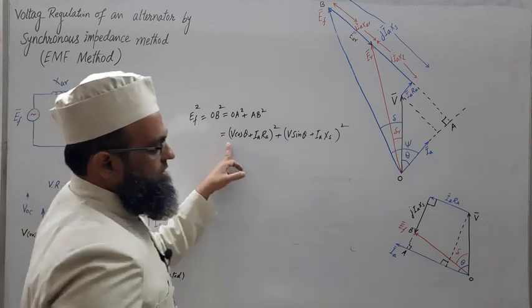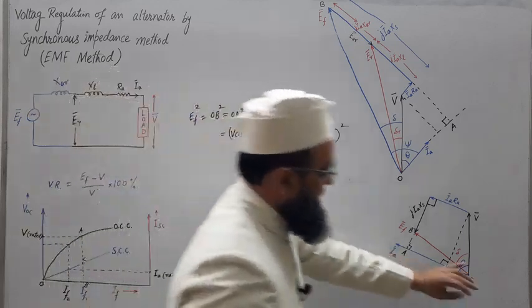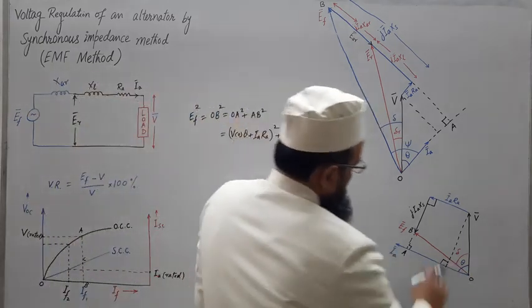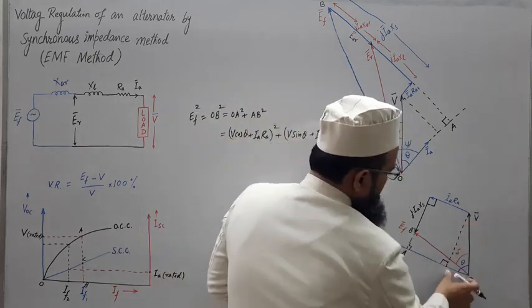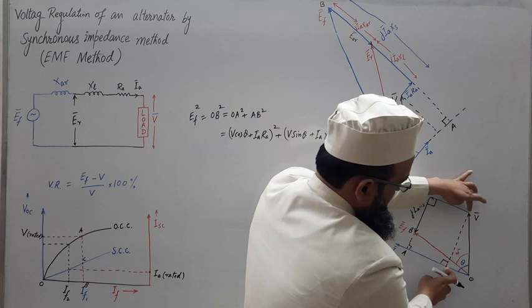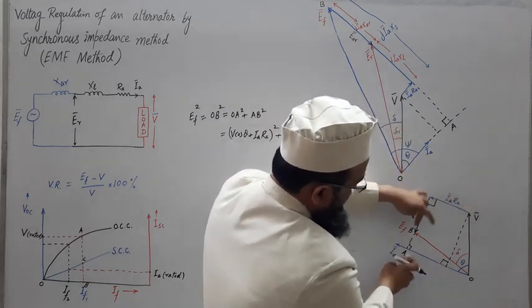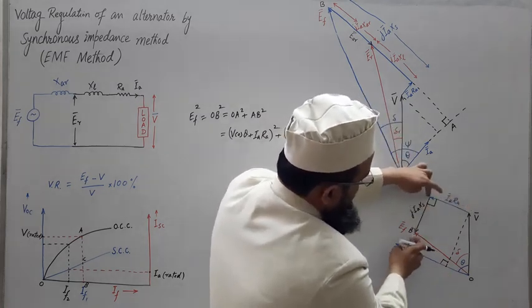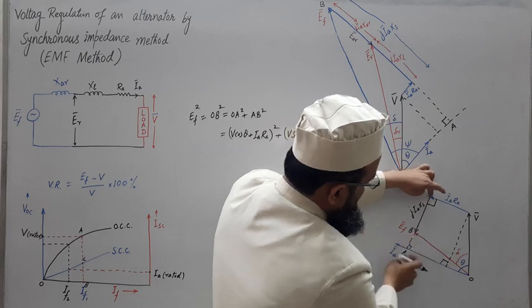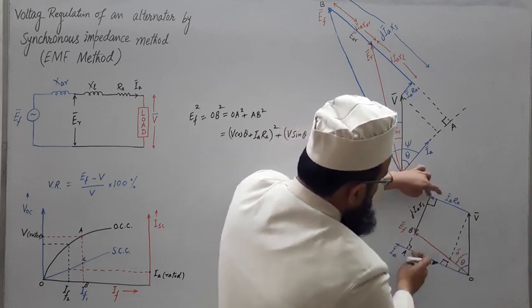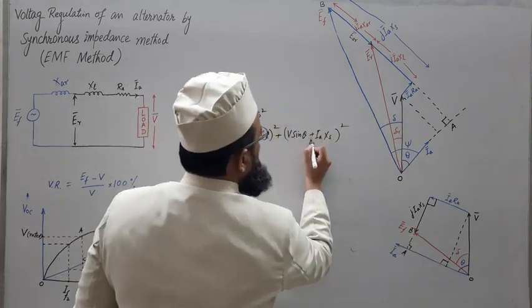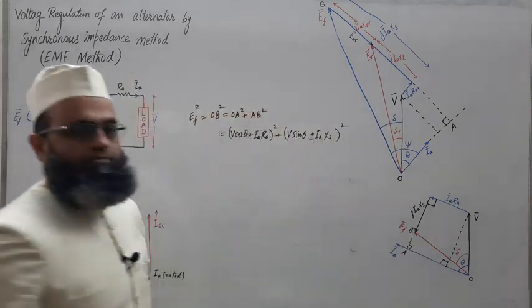So OA square, OA will be V cos theta plus IARA. What about AB? AB will be, this is V cos theta, then this will be V sin theta. So this will be V sin theta, but we need AB, this one, and this is IXS. So we need to subtract this from this to get AB. So AB square will be nothing but V sin theta minus IXS. Just we need to put minus sign here.